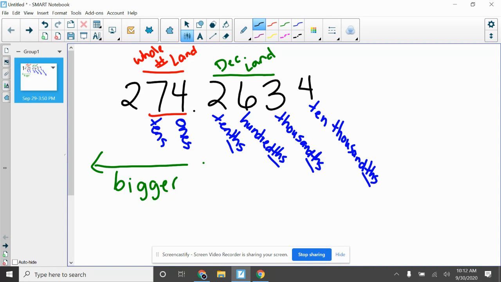But the opposite happens in decimal land. As I move away from the decimal in decimal land, what happens, Cassidy, to the numbers? They get smaller. Now, that's important for you to understand. Do you have that in your notes? You should somewhere, because that's stuff that you must know.